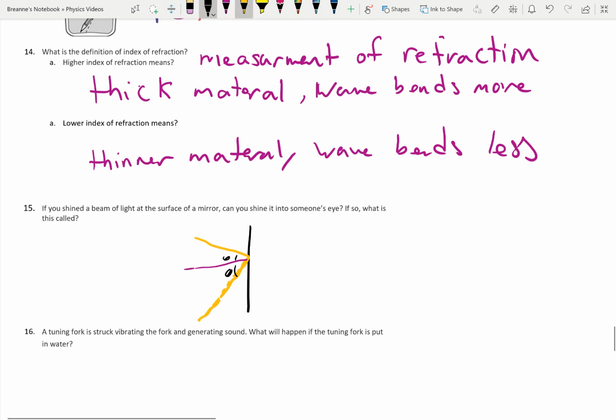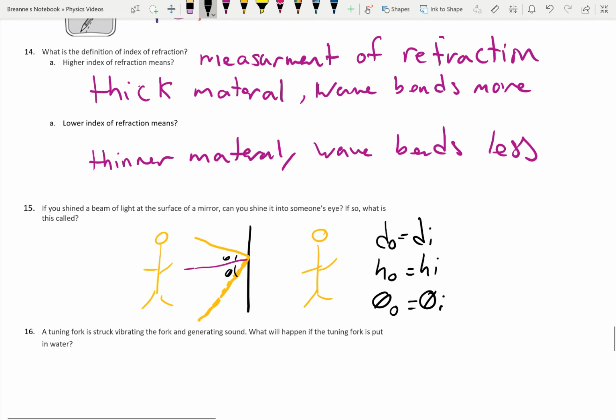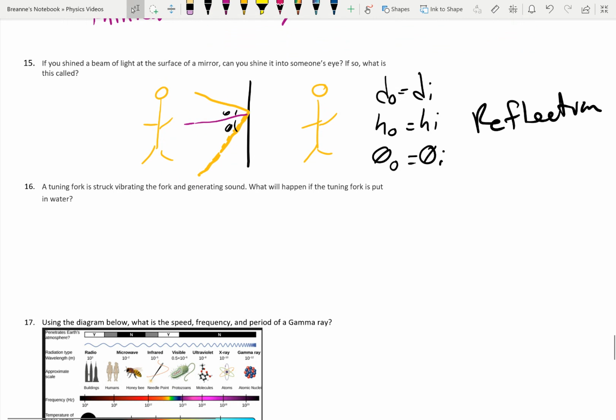Your object distance, so if the object is here, your image distance is the same. Everything is the same. Your DO equals your DI, your HO equals your HI, your theta O equals your theta I. So there is a way to do it. You can bend the mirror, kind of do that with your iPhone or your watch. You can put light in someone's eye. And this is called reflection.